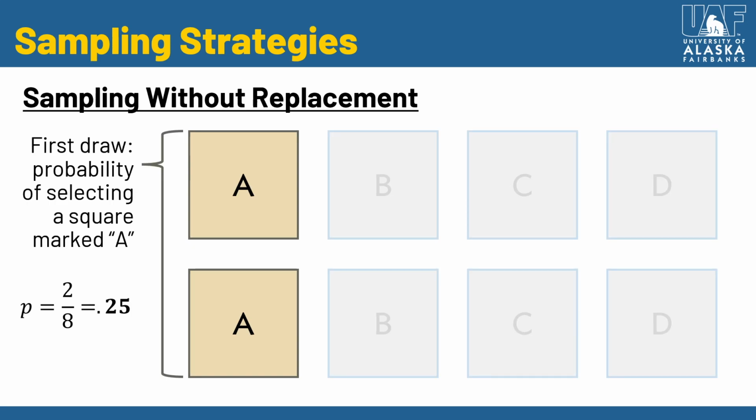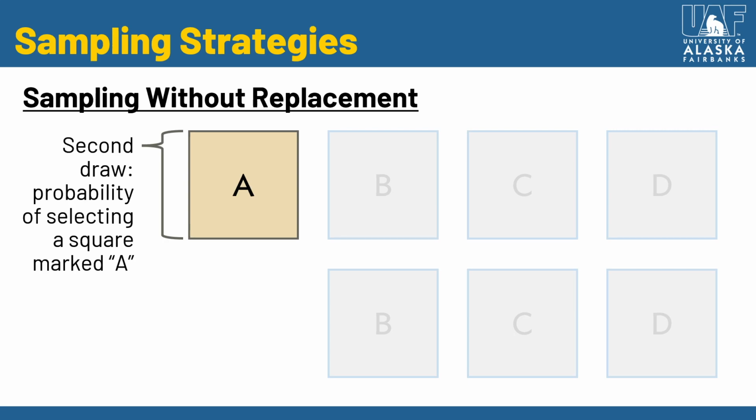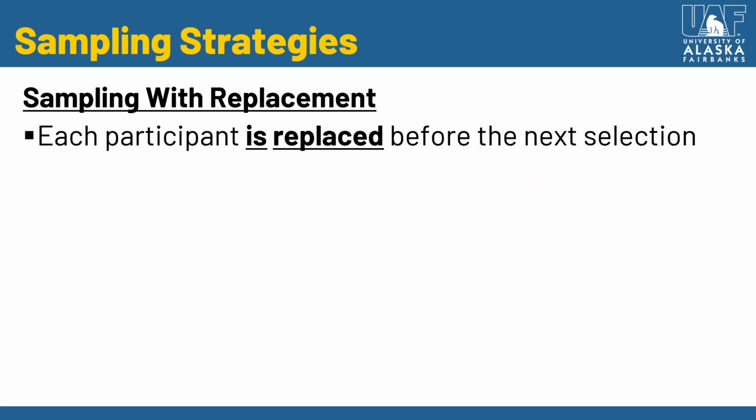then the first time we do this, the probability is 0.25, right? Assuming we haven't drawn anything else, at this point we have 2 A's, 8 total cards, so a probability of 0.25, a 25% chance. Then if we don't replace that A, and we make another draw, now the probability of selecting a square marked A has, you might guess, decreased. Now it's 1 out of 7, that 1 A divided by the 7 total cards now. So now our probability has dropped to 0.14, or a 14% chance. And that's sampling without replacement.